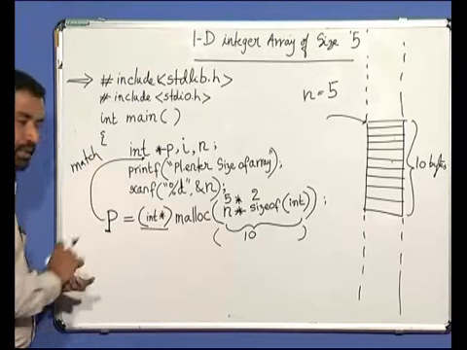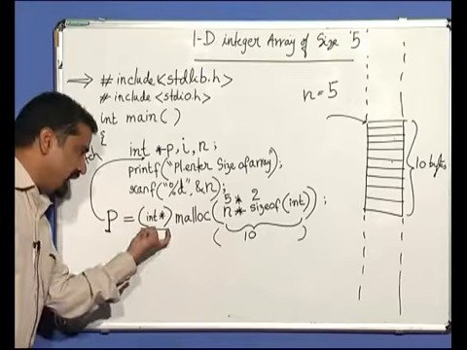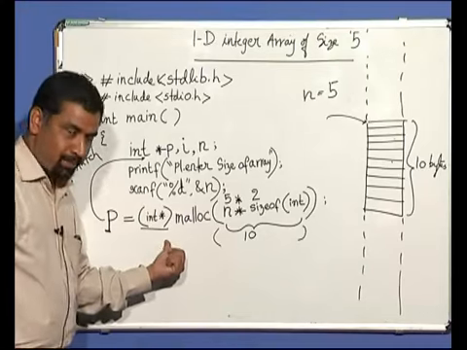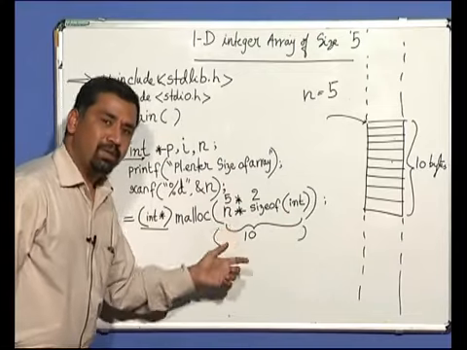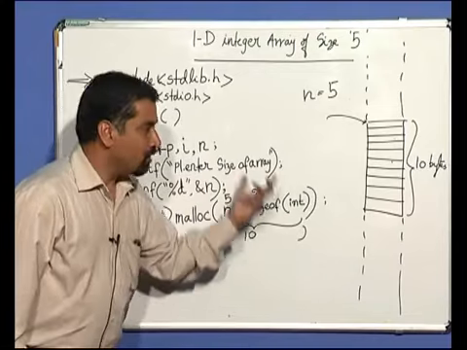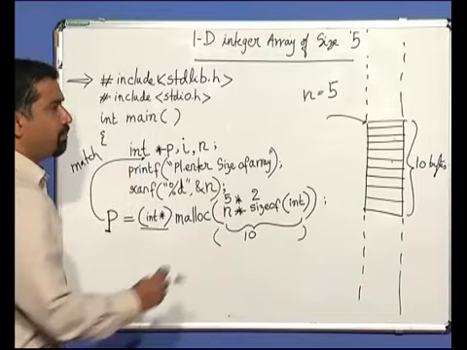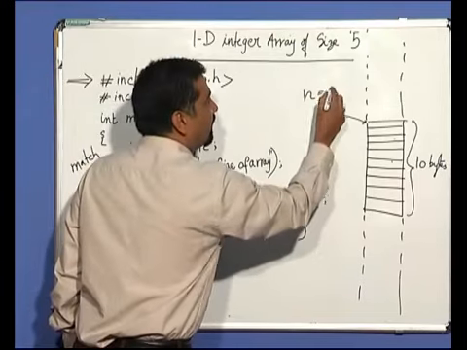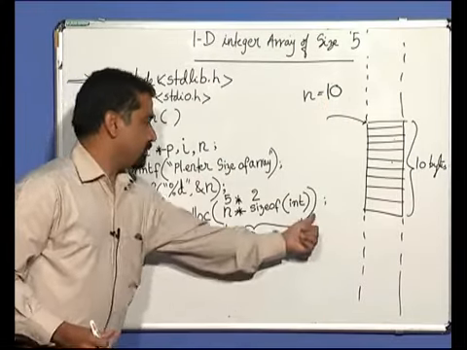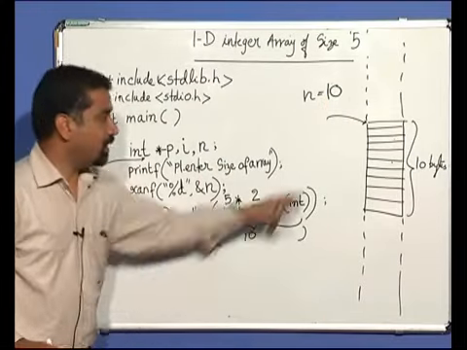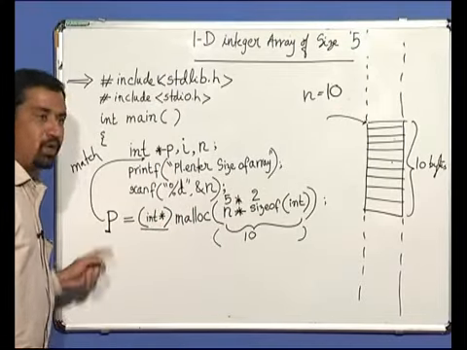So when you use malloc, you should have a pointer on the left hand side and you must cast it to the appropriate type, and in brackets here you must somehow calculate the number of bytes that are required for whatever you want. For example, in this case, in place of n it could have been 10, the value of n. The same statement here would have allocated 20 bytes, and a pointer is returned.